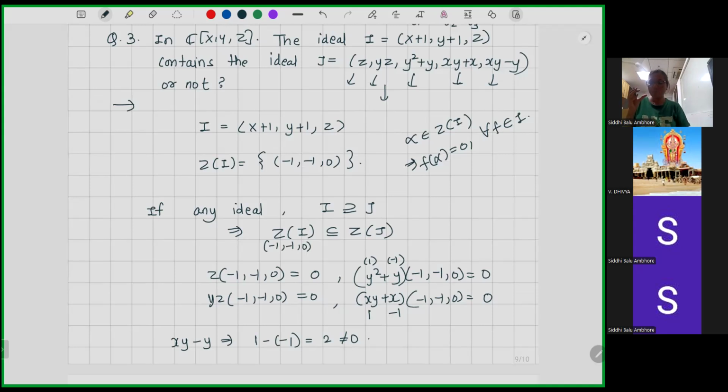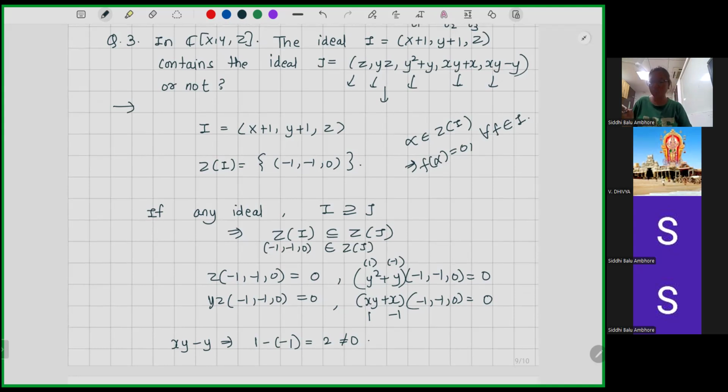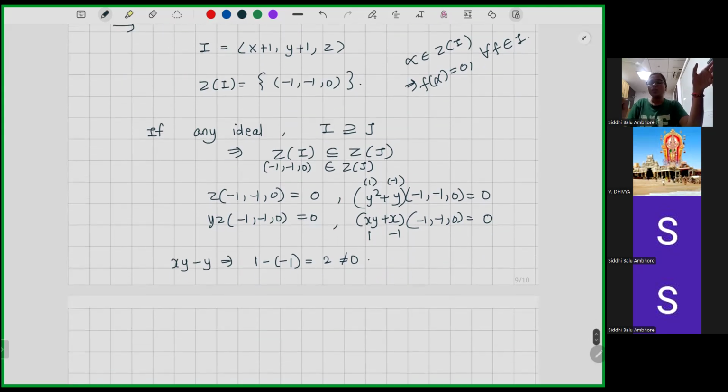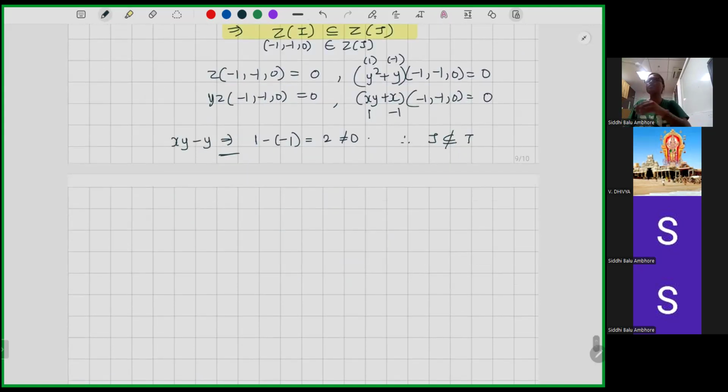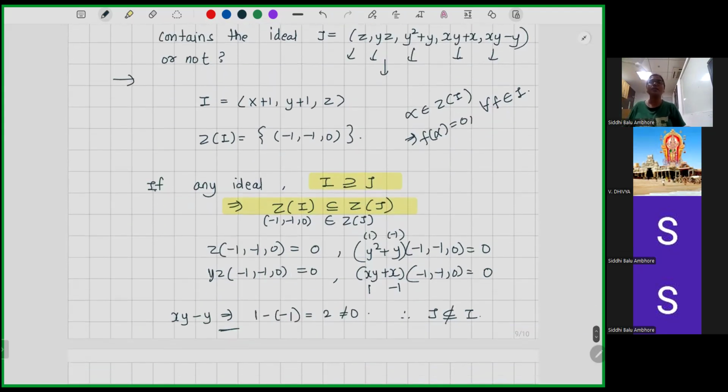But for this J here, if this (-1, -1, 0) was belonging to the zero set of J, then it would be a zero of every element of this ideal J. That is, every element of this ideal J would have this point as a zero of that polynomial. But we have this polynomial xy minus y, for which this point is not a zero. So that's why, using these two conditions here, we can say that therefore this J is not contained in I. Is this okay? Anyway, I was a maximal ideal, so that's the case. But apart from that, is this okay?